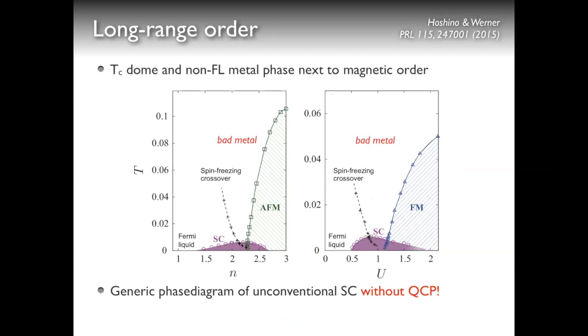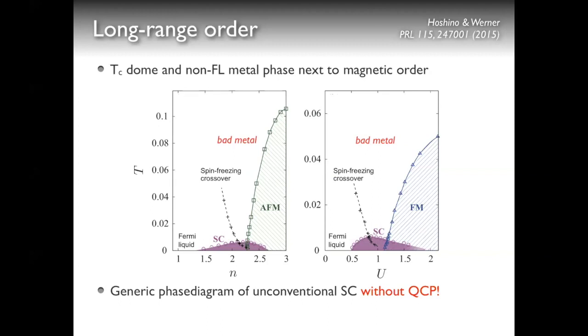Now I show cuts of this phase diagram at fixed interaction as a function of filling and at fixed filling as a function of interaction. And now you can see that this spin freezing gives us the generic phase diagram of unconventional superconductors. Namely, we have a magnetic phase which comes down as we change doping or interactions, and a superconducting dome next to this magnetic phase. And this dome peaks in the regime where we have the spin freezing crossover.